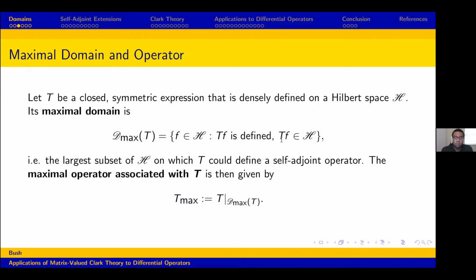You can view this as being the largest subset of the Hilbert space on which T could define a self-adjoint operator. It's not guaranteed to, but it could, because in order to meet the definition of the adjoint for Hilbert space, you need to actually land back in the Hilbert space. Then we'll call the maximal operator associated with T, T_max, which is just T restricted to D_max of T.